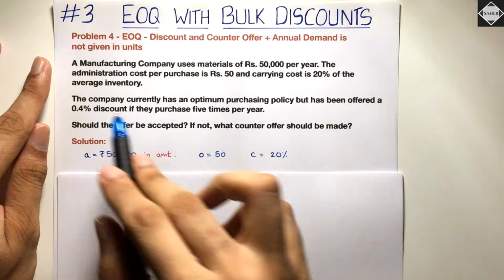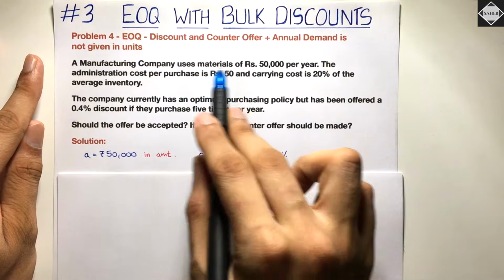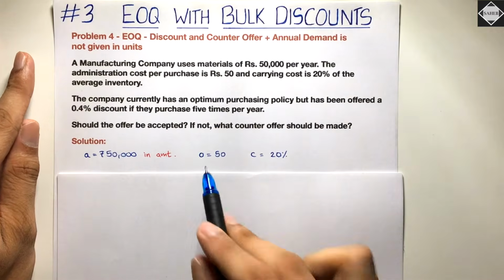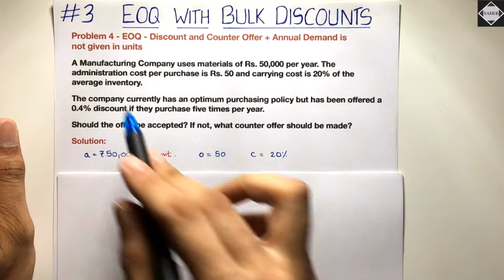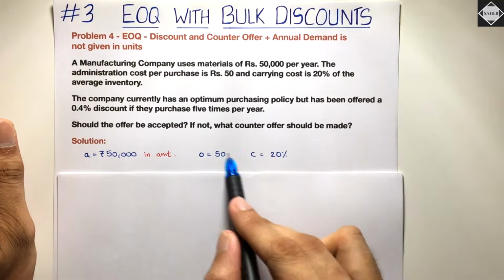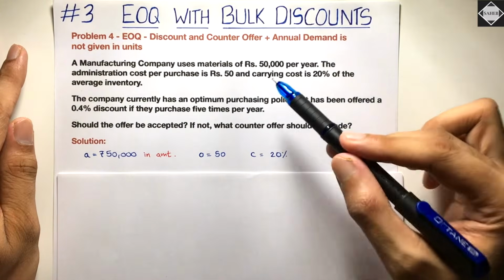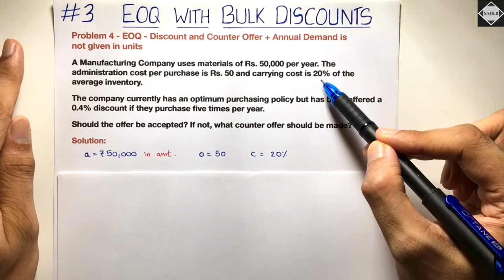Remember that. And then administration cost per purchase is given as rupees 50. So that's your ordering cost. Per purchase you have to incur this cost, means they are talking about ordering cost, which is 50 rupees. And then carrying cost is 20%, they are saying.